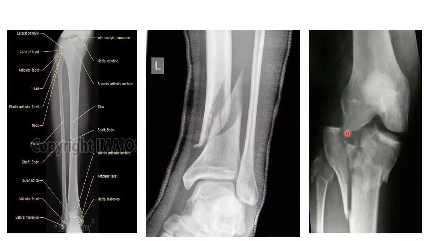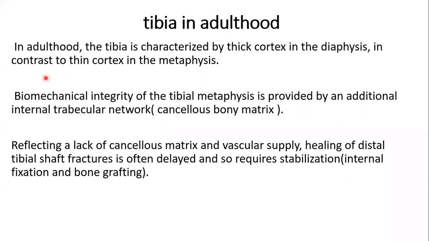These are examples of tibial fracture: tibial plateau fracture and distal shaft fracture. In adulthood, the tibia is characterized by thick cortex in the diaphysis, in contrast to thin cortex in the metaphysis. Biomechanical integrity of the tibial metaphysis is provided by an additional internal trabecular network, cancellous bony matrix, reflecting a lack of cancellous matrix and vascular supply. Healing of distal tibial shaft fracture is often delayed and so requires stabilization, internal fixation, and bone grafting.